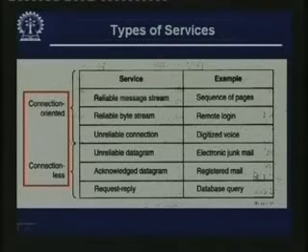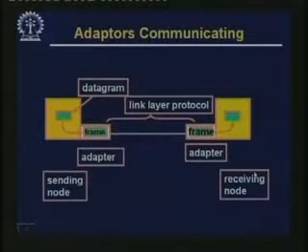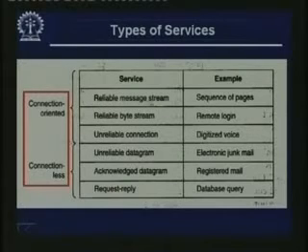These are some examples, not very important. It is a reliable message stream. It may be a connection oriented service or a connectionless service. It may be a reliable message stream or a reliable byte stream. Reliable message stream is a sequence of pages, while reliable byte stream is, let us say, remote login, where data comes byte by byte. Here it is coming page by page. Unreliable connection is like digital voice. When you come to datagram, this becomes connectionless service: unreliable datagram, acknowledged datagram, request reply, etc.